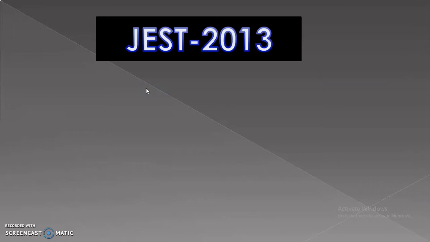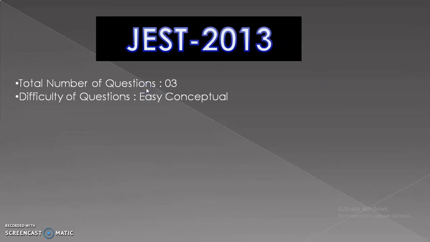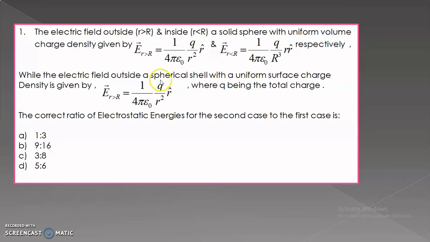Now let's go to JEST 2013. In this year also the total number of questions from electrostatics was 3, and the difficulty level was easy but conceptual. Now our first question: they have considered a sphere and a spherical shell, and the variable radius is r.